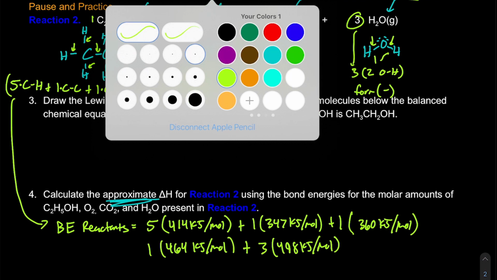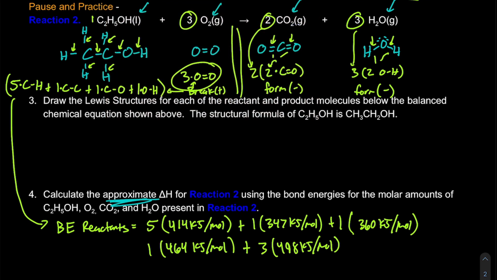So let's make sure we know what each of these are. This is our carbon-hydrogen bonds. The 347 would be for our carbon-carbon single bonds. The 360 kilojoules would be for our carbon-oxygen single bond. 464 is oxygen-hydrogen single bond. And then our 409 is our oxygen-oxygen double bond.